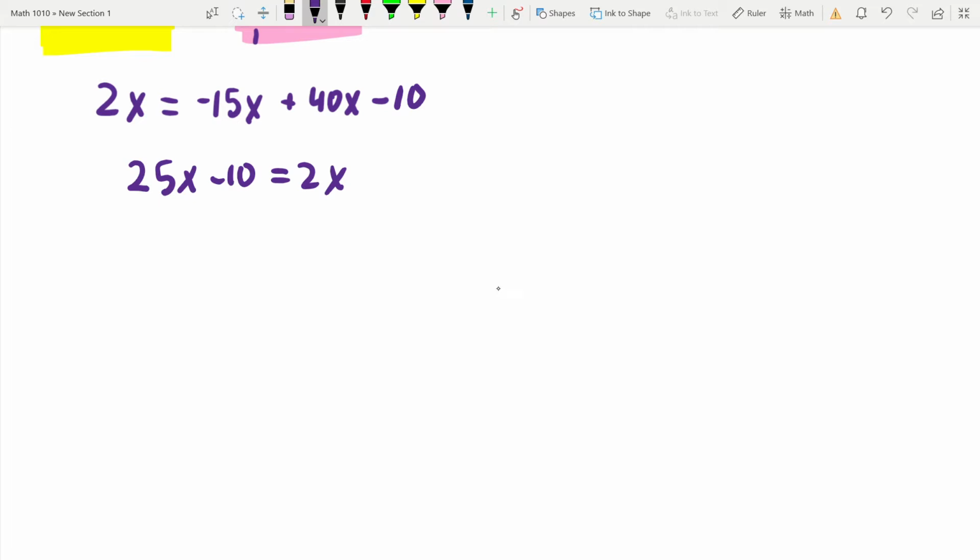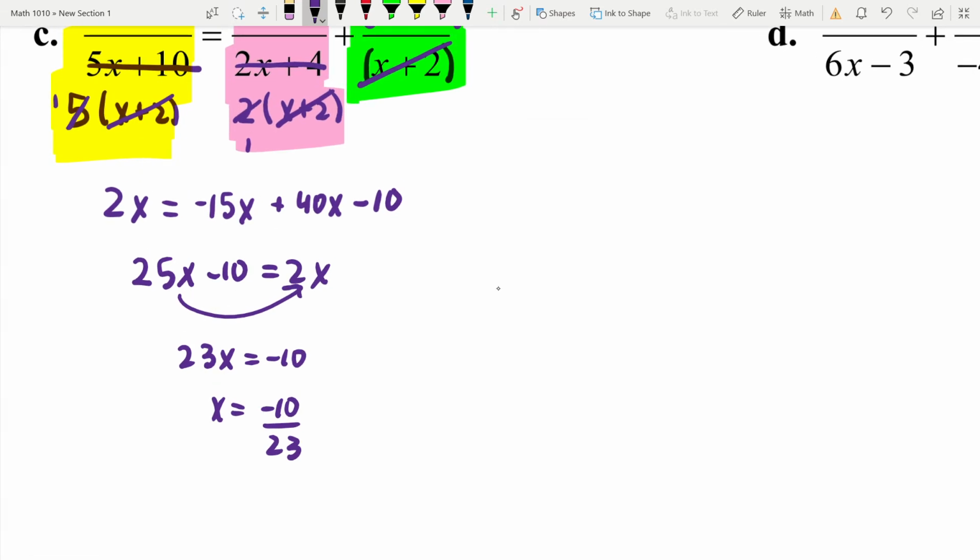Okay? Now I'm going to move my 25x over to that side. Don't move the 2 to the 25, because then you're going to have a 0 on the right. So now I have 23x equals negative 10. Divide, x equals negative 10 over 23. Make sure that's not a restriction. What's the domain? Okay? Yes?